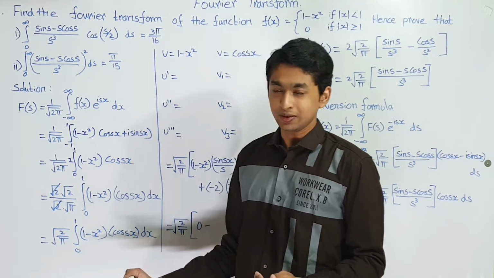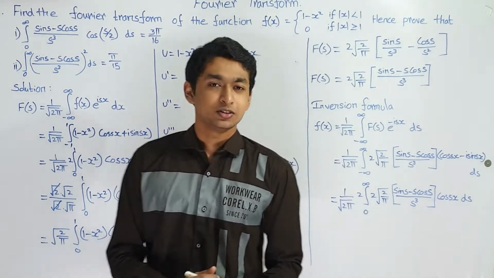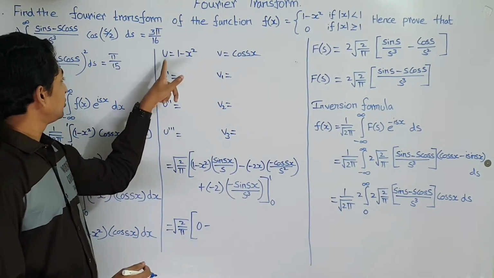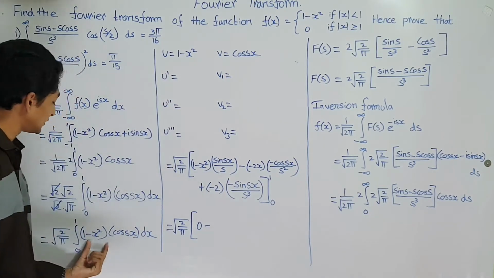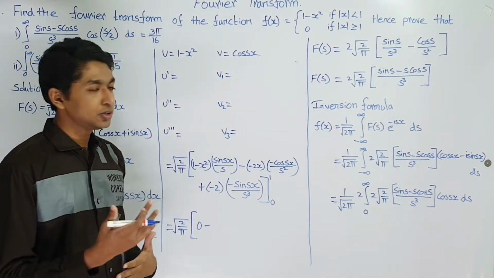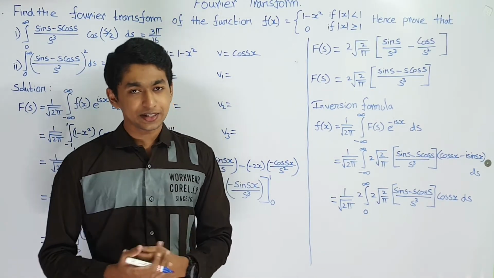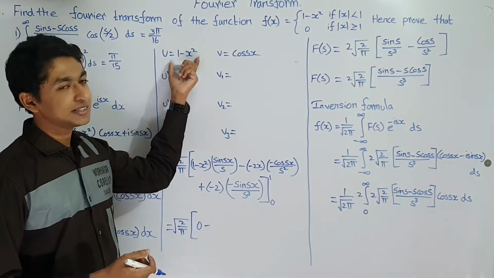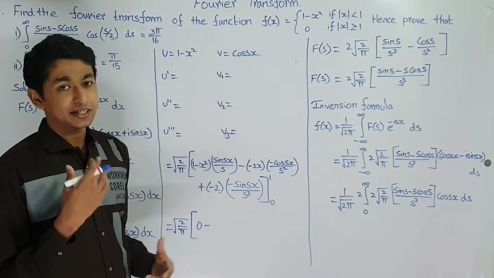So first term U and the second term is V. U னா இருக்கு 1 minus x square, first term, and cos x வந்து V ன்னு எடுத்துப்போம். So now we are going to differentiate U and integrate V. So U differentiation பண்ண போறோம், V integration பண்ண போறோம்.